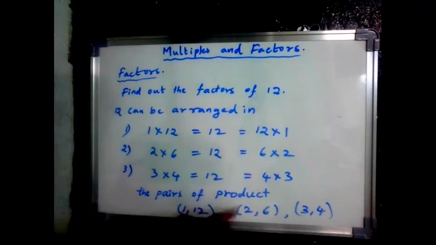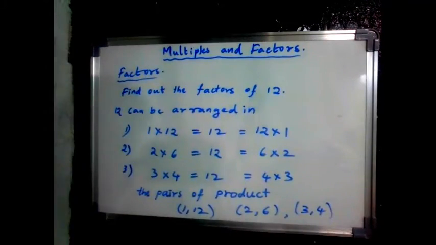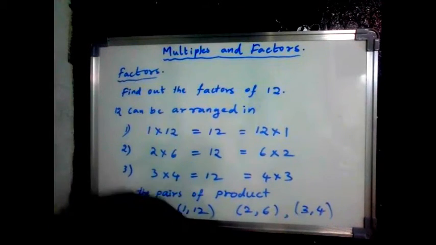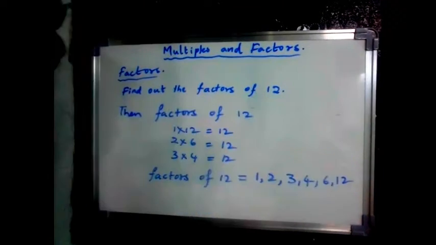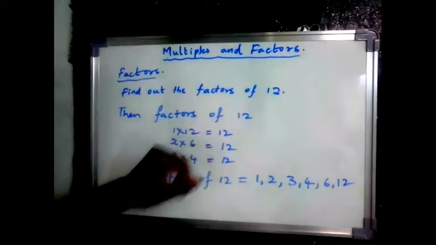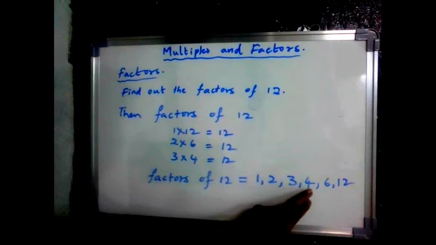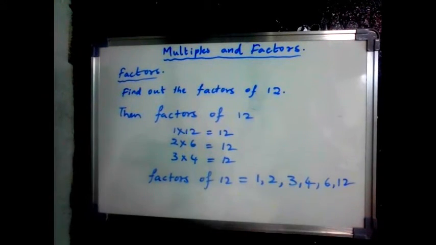The pairs of products, which ways, Nana? 1 × 12 = 12, 2 × 6 = 12, 3 × 4 = 12. What are these pairs? These pairs' product gives the number 12. So these are called factors of 12. Okay, children, the factors of 12 are 1, 2, 3, 4, 6 and 12.